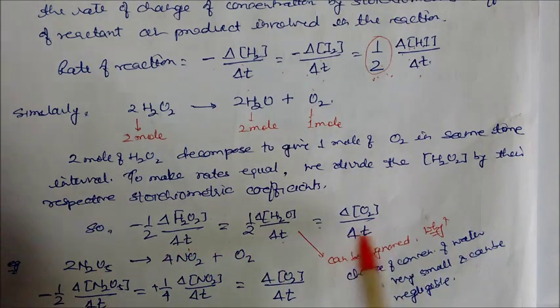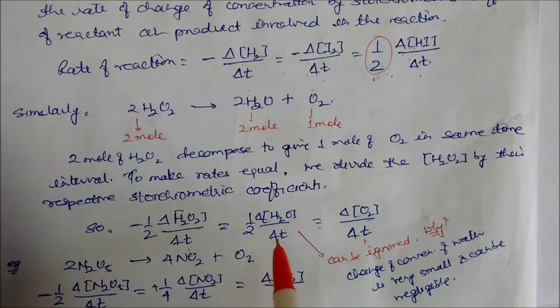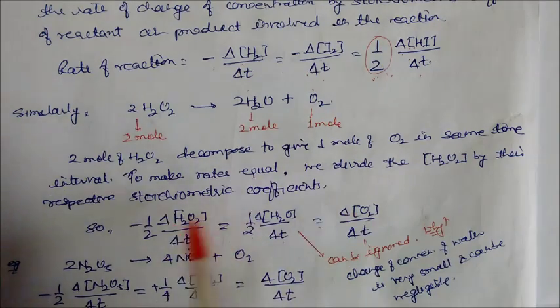Now here, one more thing you have to keep in mind: we do not take the concentration of water. It is ignored. Why? Because in this reaction the change in concentration of water is very small and it can be considered negligible. So you cannot write this also. This is also negligible. So we can write only this and this. Let us take one more example.